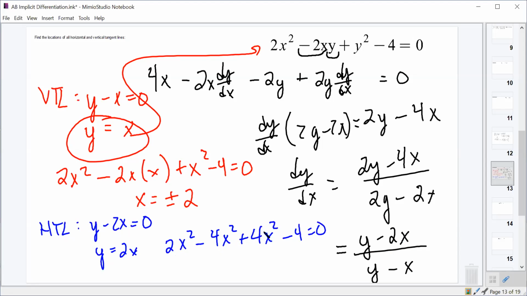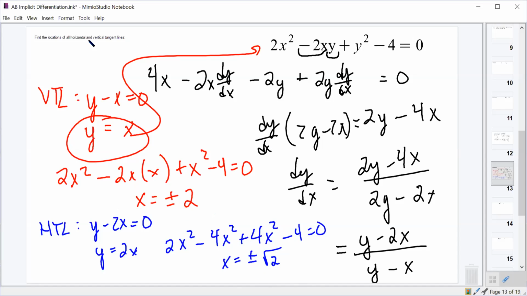And the minus 4 and the plus 4x squared will cancel. We get 2x squared equals 4, or x squared equals 2, or x equals plus or minus root 2. And so we'll see clearly that those are not the same, right? And so yes, there are vertical tangent lines at both x equals 2 and negative 2. And there are horizontal tangent lines at x equals root 2 and negative root 2.